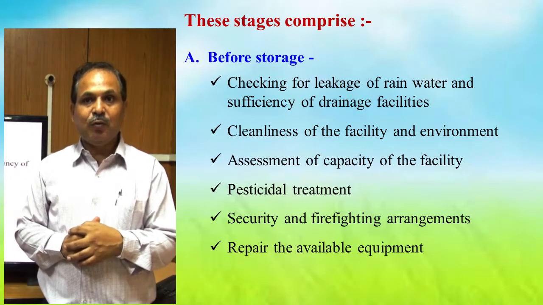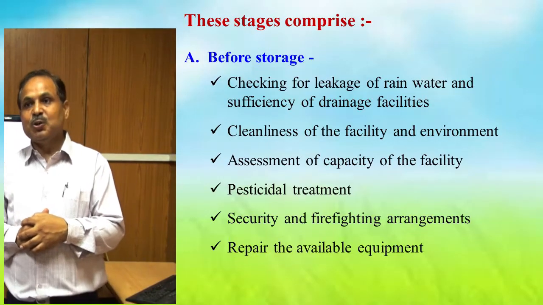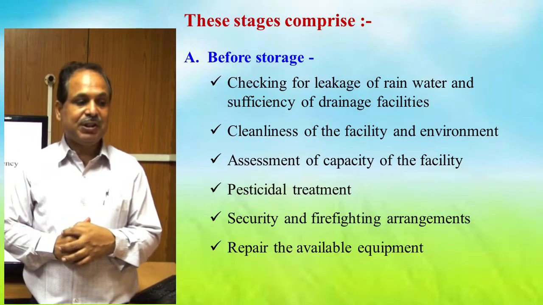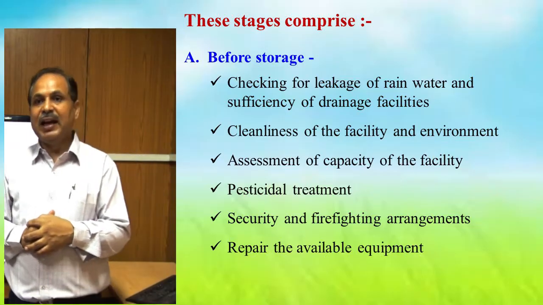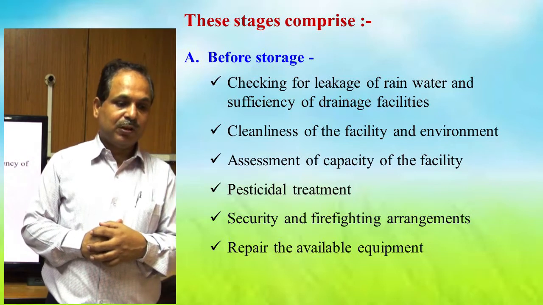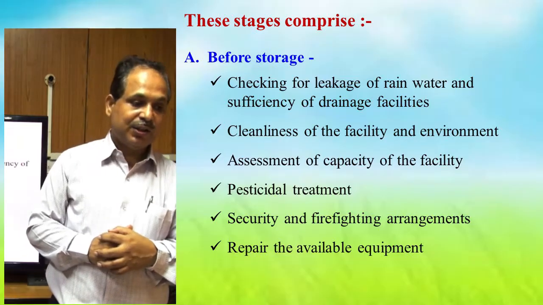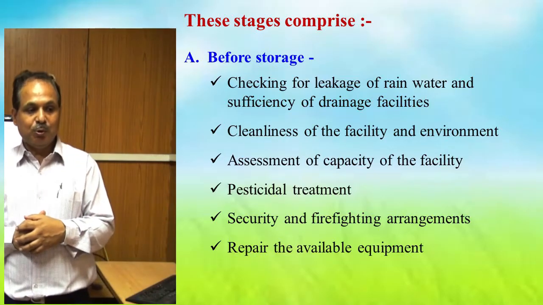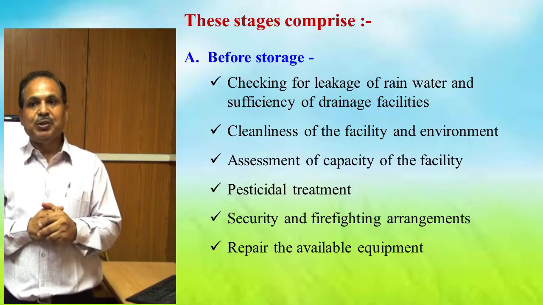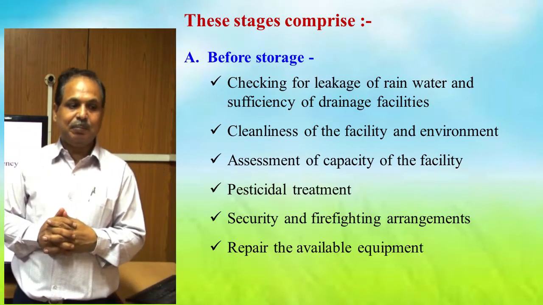If the capacity of the warehouse is, suppose, 5,000 tons, then it is not necessary to store seeds more than that capacity. So the capacity of the existing warehouses must be assessed before the storage. Pesticidal treatment is done before the storage takes place. For that we may use fumigation. We may use the spray of different insecticides for control of insects and pests.